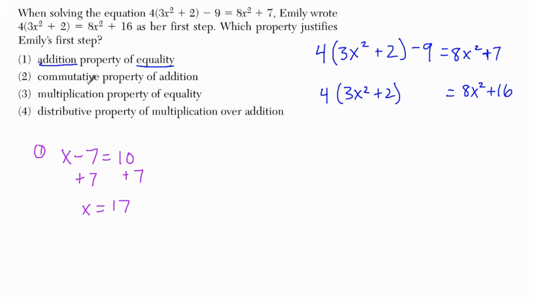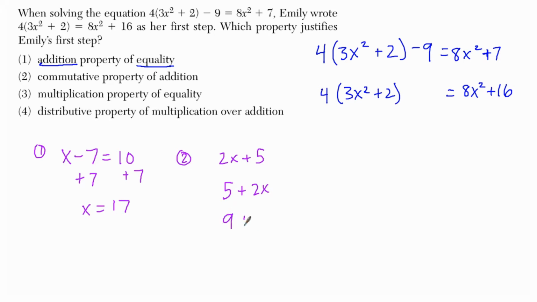Then we have the commutative property of addition. That says that if you have any equation or expression, let's just take an expression like 2x plus 5, when you're adding two things, you can add them in any order. So 2x plus 5 is the same thing as 5 plus 2x.